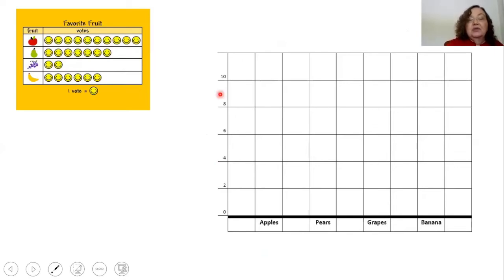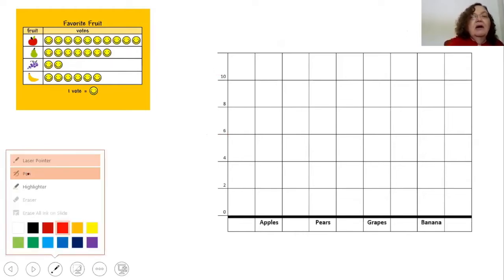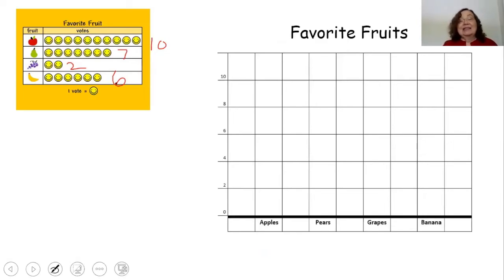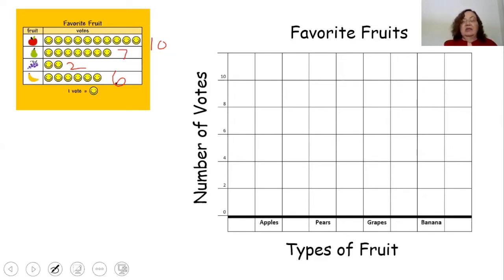2s. 2, 4, 6, 8, 10. And I'm going to remember that there are 10 apples and 7 pears and 2 grapes and 6 bananas. Well, I still have to put my titles in. Favorite fruits. I still have to put my labels in on the sides. So there's number of votes and types of fruit. And you still see that I have that there.